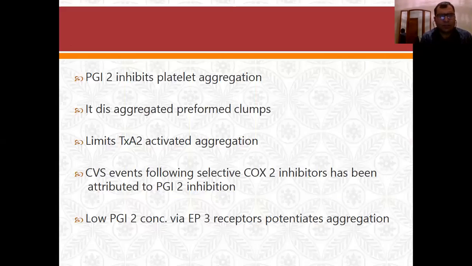Prostaglandin I2 inhibits platelet aggregation. It disaggregates preformed clumps, limiting thromboxane A2 activated aggregation. Cardiovascular events following selective COX-2 inhibitors have been attributed to prostaglandin I2 inhibition. Low prostaglandin I2 concentration via EP3 receptors potentiates aggregation.